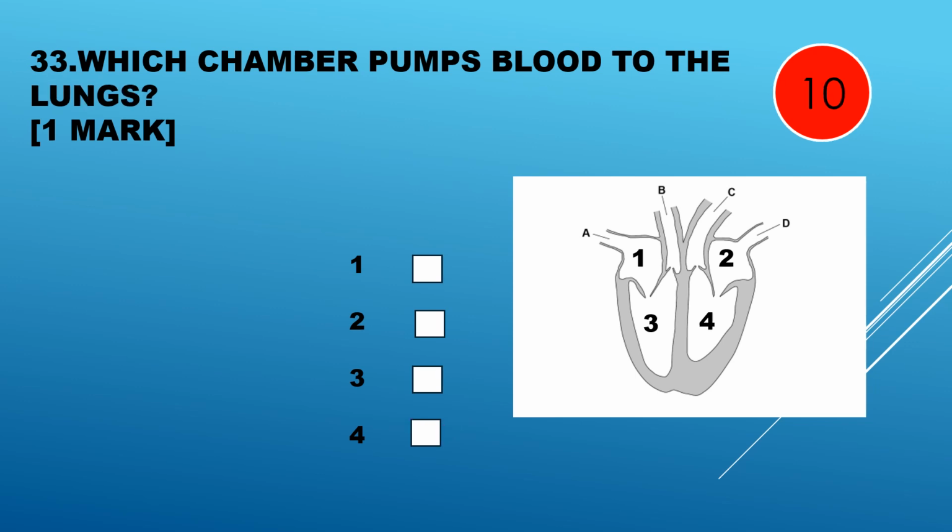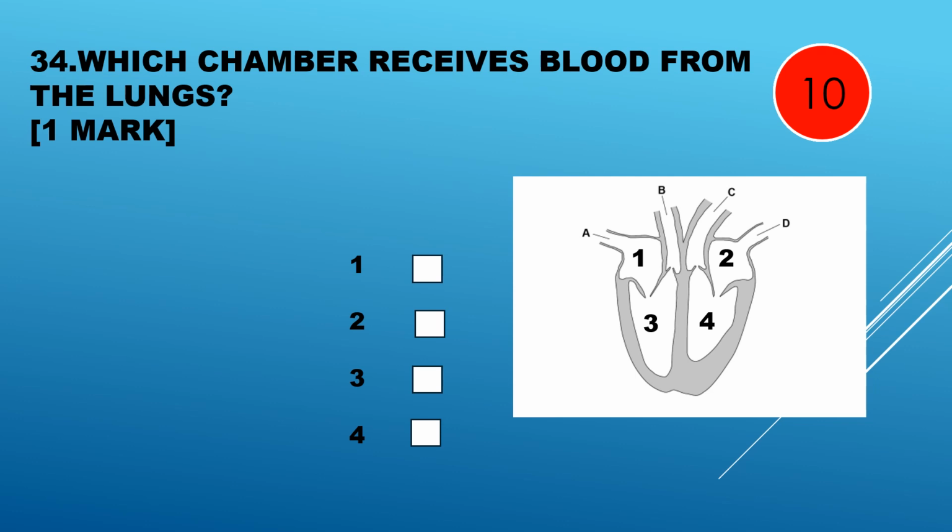Question 33. Which chamber pumps blood to the lungs? Is it chamber 1, 2, 3 or 4? It's chamber 3, which is the right ventricle. Question 34. Which chamber receives blood from the lungs? Is it 1, 2, 3 or 4? Chamber 2, which is the left atrium, which is carrying blood back from the lungs, which is oxygenated.